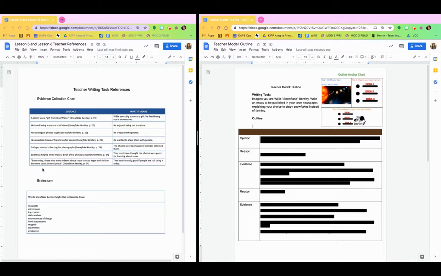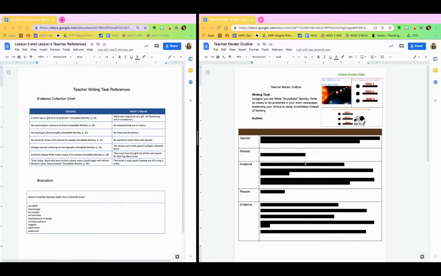Here I'm going to be doing my outline. I have a couple of things with me. I have my evidence collection chart from lesson 5 and then my brainstorm from lesson 6. I'm going to be using these two pieces of references for when I'm doing my evidence portion of my outline.